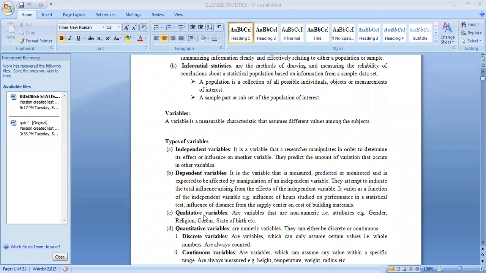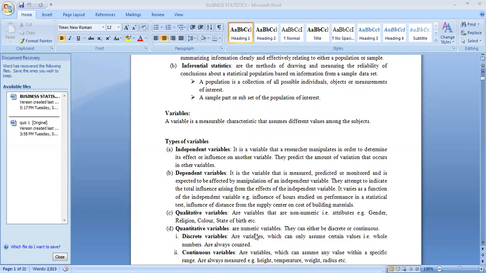Then we have those variables we call qualitative variables. These are variables that cannot be expressed numerically, like, for example, beauty, gender, region, motivation. They are qualitative variables. They cannot be expressed numerically.